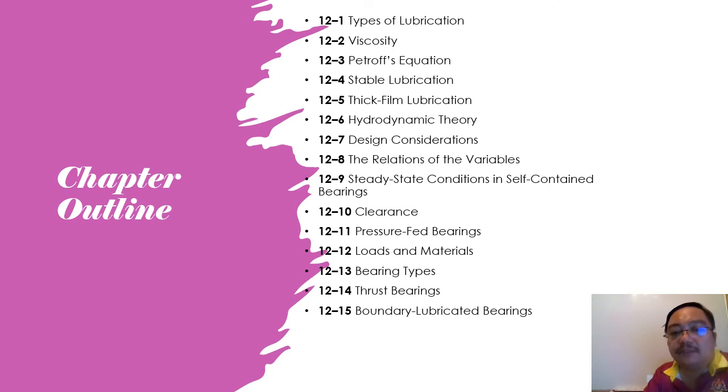This is the chapter outline. We will start with types of lubrication, then viscosity, Petrov equation, stable lubrication, thick film lubrication, hydrodynamic theory, design consideration, relation between variables, steady state condition in self-contained bearing, clearance, fat bearings, loose and material bearing types, thrust bearing, and boundary lubricated bearings. Throughout all these videos about general bearings, we will do examples to make you understand.